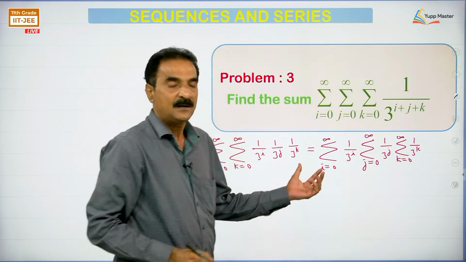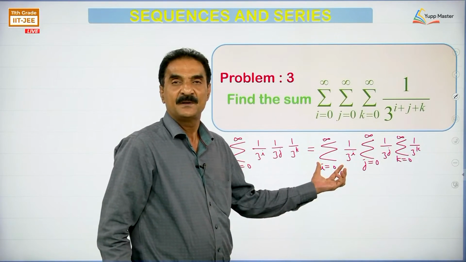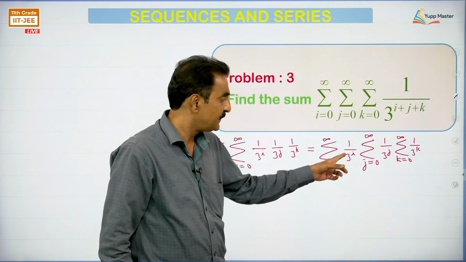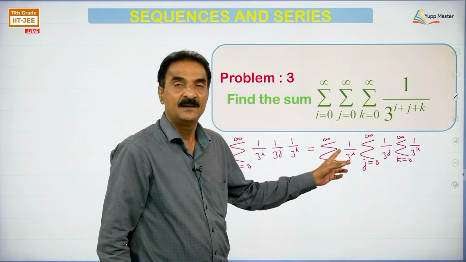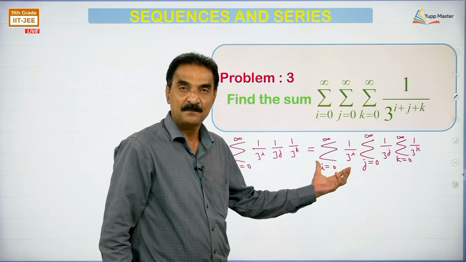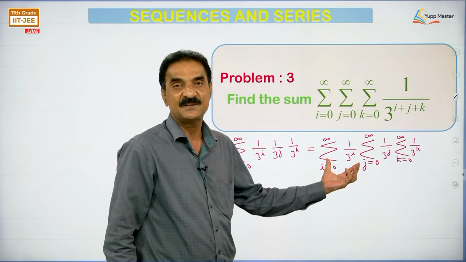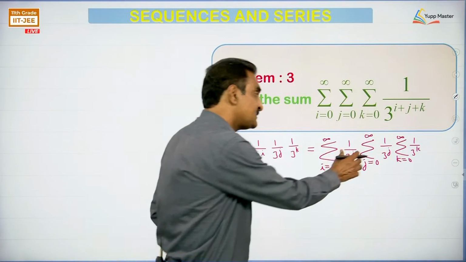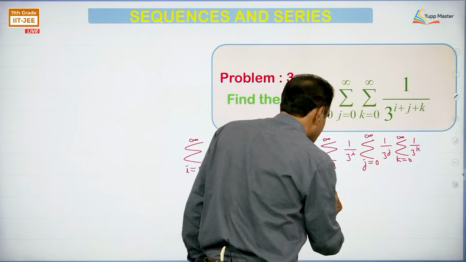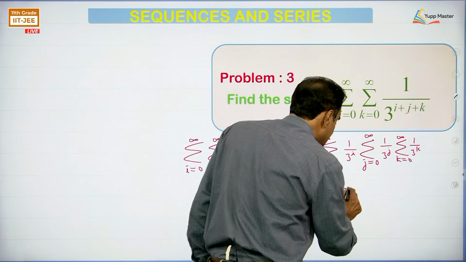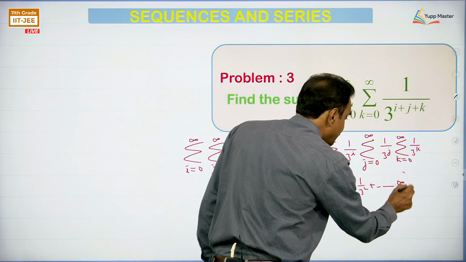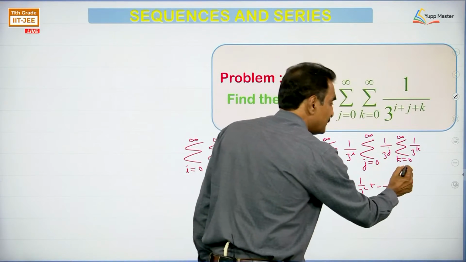Alright. Now, if you expand this sigma, it will be an infinite GP. What is the first term? For i is equal to 0, it is 1, and common ratio is 1 by 3. The expansion is 1 plus 1 by 3 plus 1 by 3 square plus and so on till infinity. And this one is also same, this one is also same. So, the sum is going to be 1 plus 1 by 3 plus 1 by 3 square and so on till infinity. Because all are same, we will get whole cube.